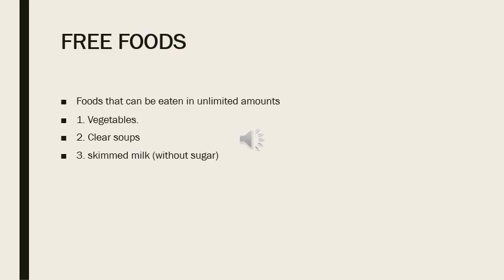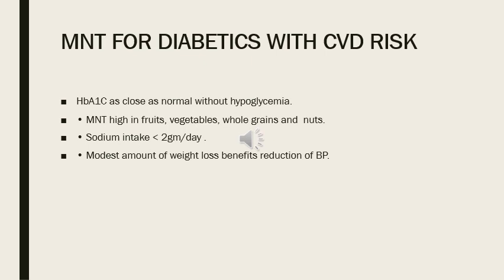However, there are 3 foods that can be consumed freely by diabetics. These are vegetables, clear soups, and skimmed milk. Now for the MNT for diabetics with comorbidities. Comorbidity means that patients have diabetes and another disease.